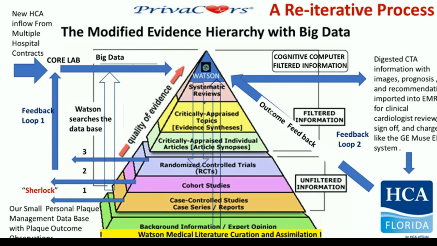Well, how's Watson going to make things different? And how's it going to change your practice? It's going to make the evidence hierarchy drastically change because of the application of big data. And so where am I today? I'm background information, expert opinion. Expert opinion is the lowest valued.